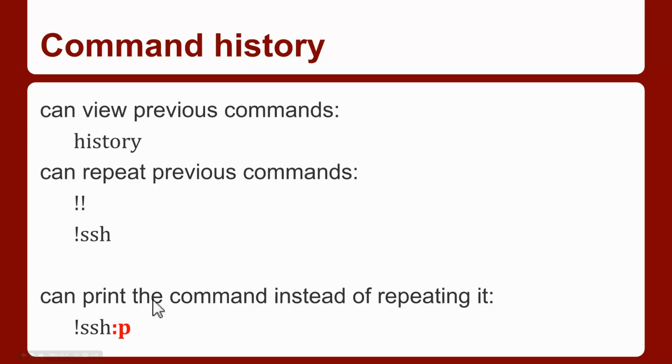For an attacker, however, it might be useful to try and repeat previous commands. The bang for bash and other terminals, bang style commands, allow you to repeat the previous command with bang bang, and bang SSH allows you to repeat the last SSH command. If you append it with :p, it takes whatever was run last that's matching this and prints it instead of running it.